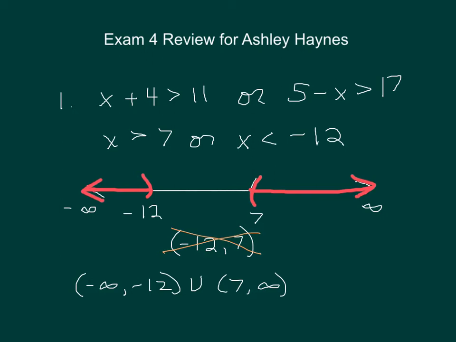I think you realize what that was, but I want to refresh you on the OR. The OR includes solutions from both sets. So you had one set that went from negative infinity to negative 12, and the other set went from 7 to infinity. So you had a union, which includes everything in both sets. If this word had been and, then you would have had no solutions that were in this set and this set, so your answer would have been the empty set.